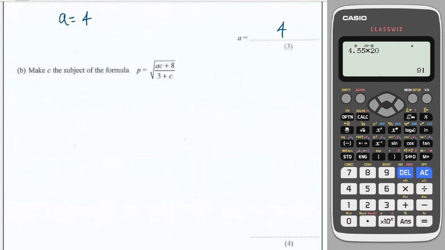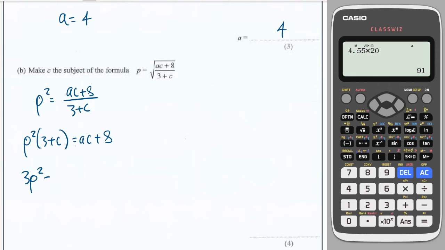Make C the subject of the formula. Square both sides. AC plus 8 over 3 plus C. Multiply the denominator to the other side. Expand the brackets. This has got to be the most formulaic question you will get.